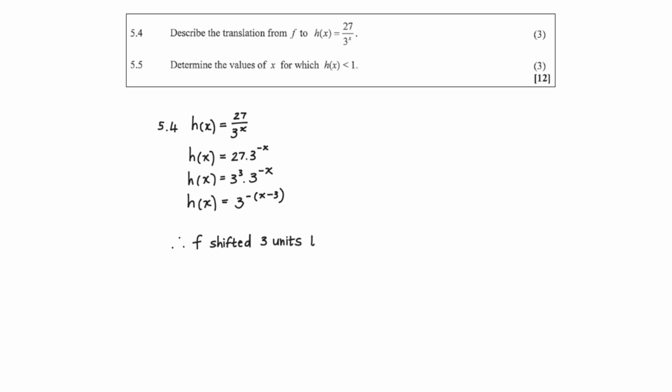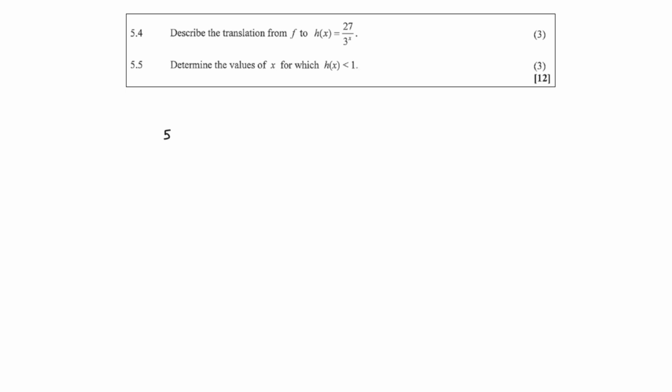So if we can describe this translation from f to h, we will say that f shifted or translated 3 units to the right. Let's look at the mark allocation. You get 1 mark if you've written h(x) correctly in exponential form. That is 3 to the power of minus bracket x minus 3. Then 1 mark if you said it shifted 3 units. And then 1 mark for the direction, right.